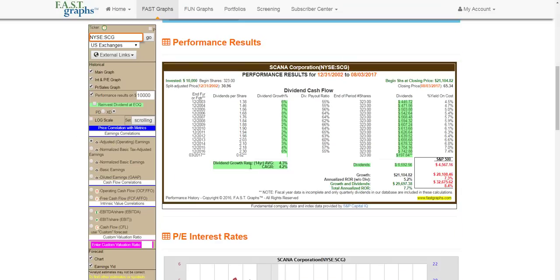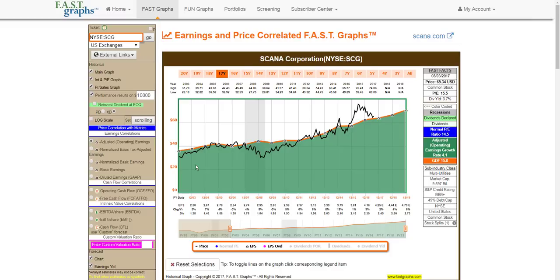So let's go down and look at that performance. Now keep in mind, I'm only looking at the capital appreciation. On the performance results here in FastGraphs, that is the annualized rate of return without dividend. Okay, so there's the 5.2%, which is slightly above the 4.1% growth rate, thanks to a slight undervaluation at the beginning and a very modest overvaluation, or higher valuation, at the end. So the company's earnings growth rate has been a major determinant of the company's capital appreciation results over the long run, coupled with valuation at the beginning.